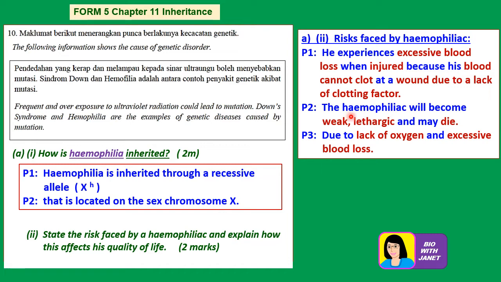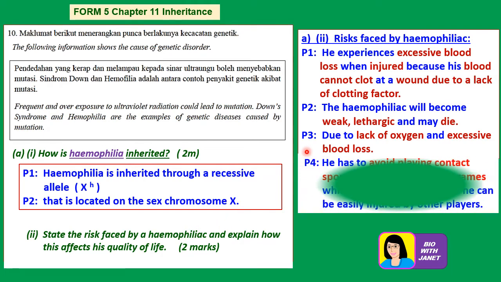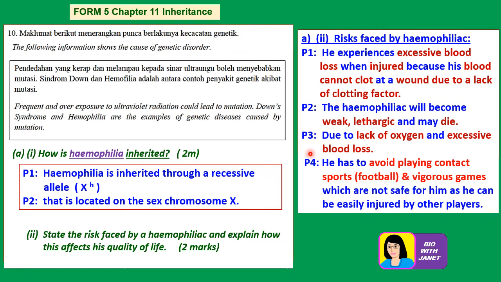Then P2, the hemophiliac will become weak, lethargic, and may die, because of the loss of blood, and also due to lack of oxygen for cellular respiration. Now there's the second part here. Explain how this affects his quality of life. If there are more points, you can mention that it will affect his activities. He has to avoid playing contact sports like football and other vigorous games, which are not safe for him as he can be easily injured by other players, or he can fall and get injured.